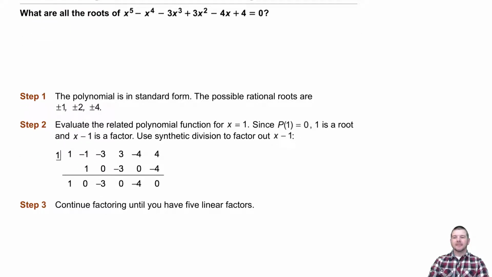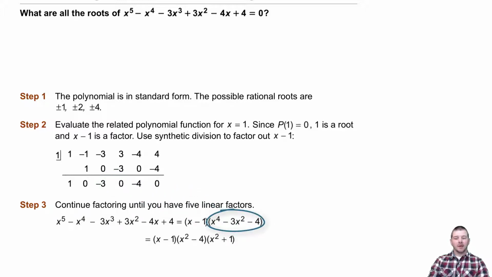Step 3. We'll continue factoring until we have 5 linear factors. Note x to the fifth minus x to the fourth minus 3x cubed plus 3x squared minus 4x plus 4 can be written as the product of the binomial x minus 1, as established in step 2, times the trinomial x to the fourth minus 3x squared minus 4, the result from our synthetic division. Now x to the fourth minus 3x squared minus 4 can be rewritten as x squared minus 4 times x squared plus 1.